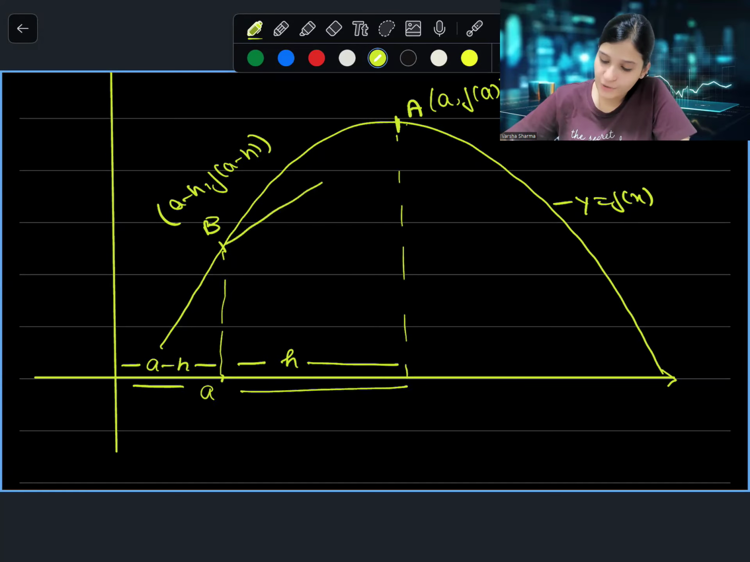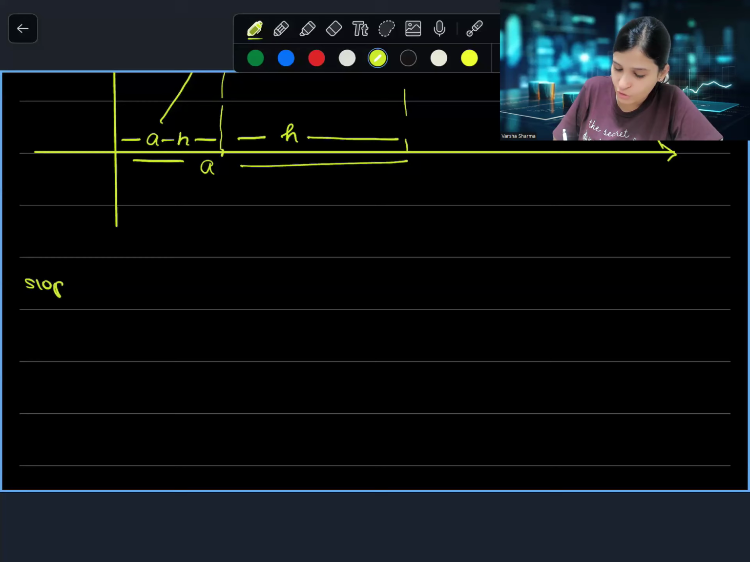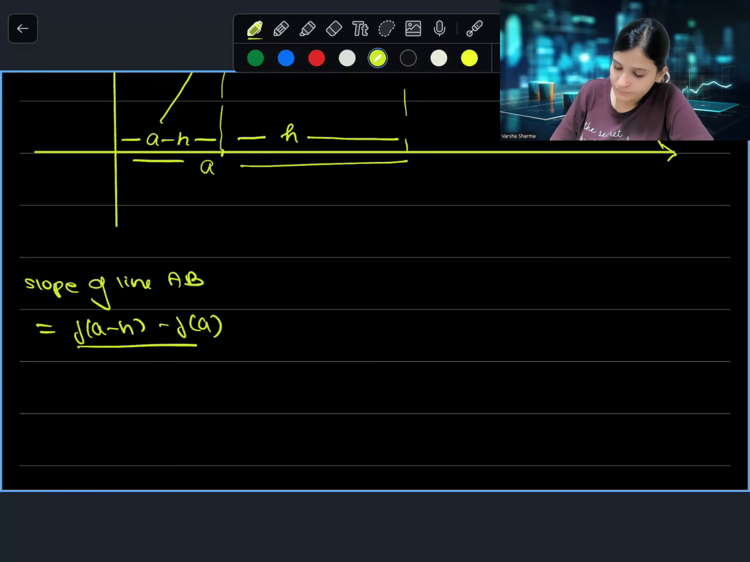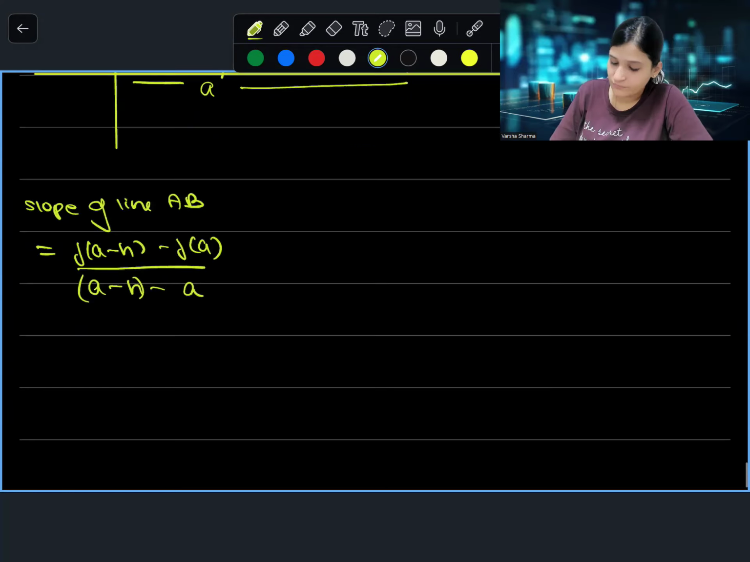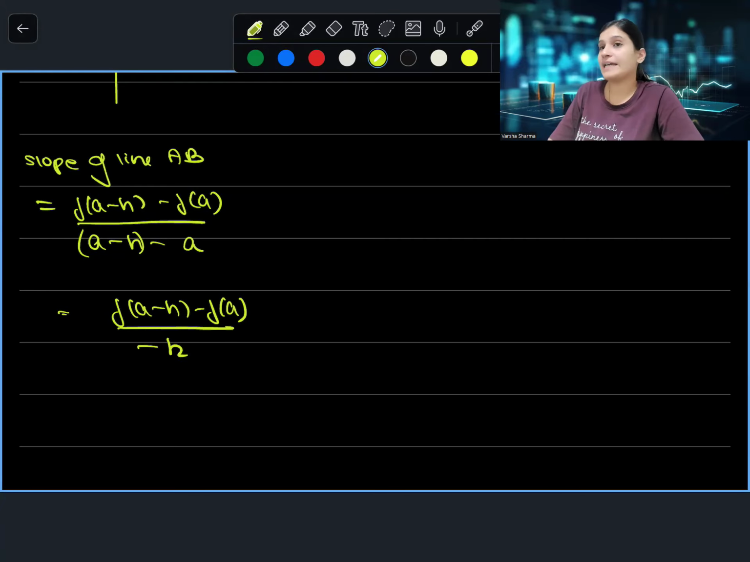Agree? So if I join the points A and B, I'll get a line where the coordinates are already known. So if I want to find the slope of line AB, the formula is y2 minus y1 by x2 minus x1. I can take any one to be y2, right? Minus y1. Clear? Online clear? Yes, ma'am. F of A minus h minus f of A upon minus h. This is the slope of the line AB.